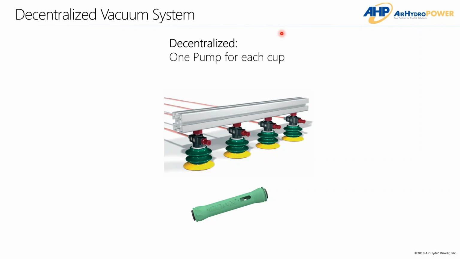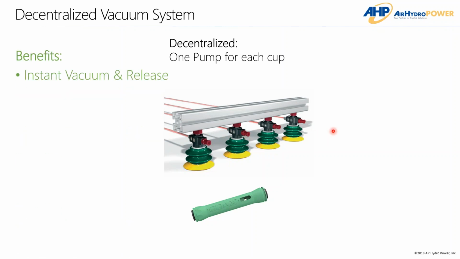So now on to decentralized. Once again, this is where we're talking about one pump for each cup. And this is just a quick snapshot of what you'll see a lot of these out in line. And then this is what you're seeing even more of, the VGS style.